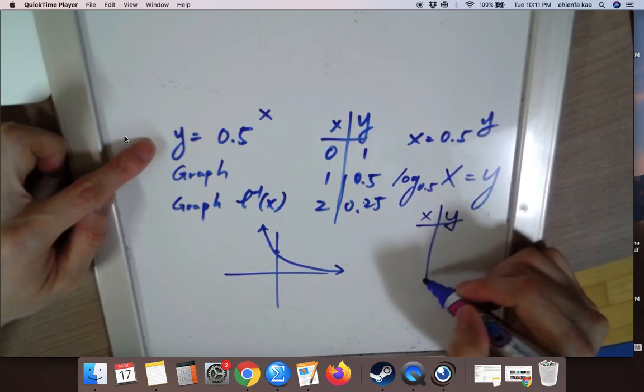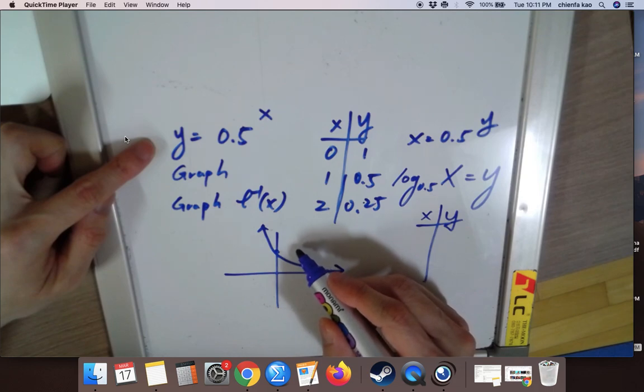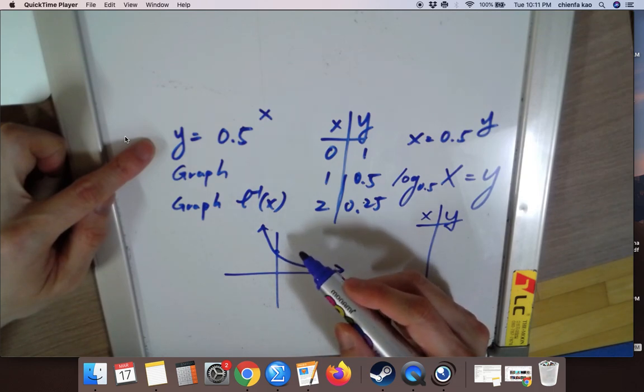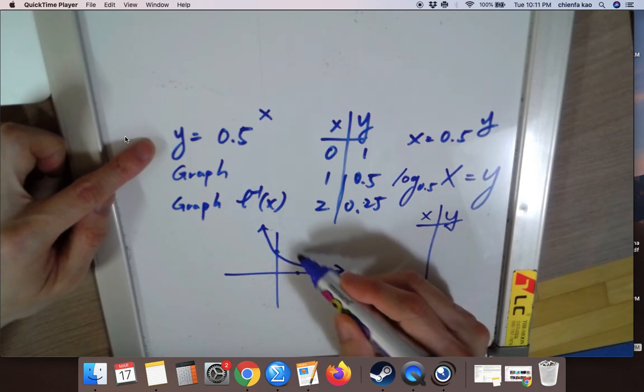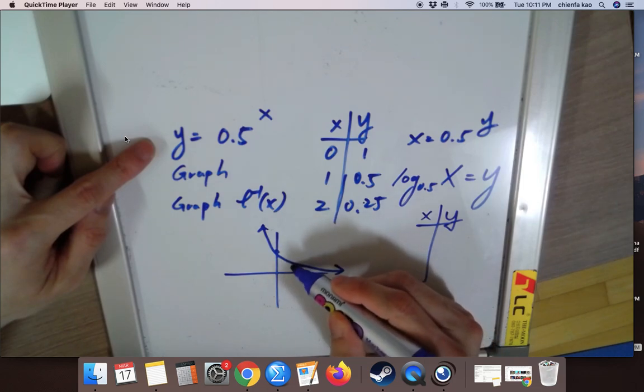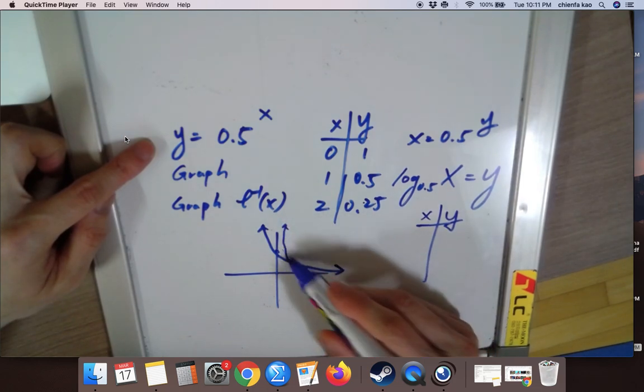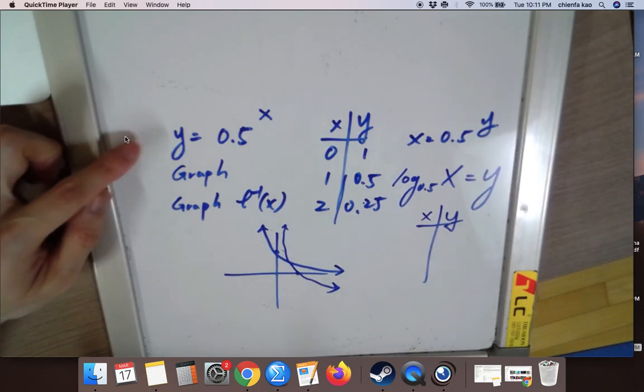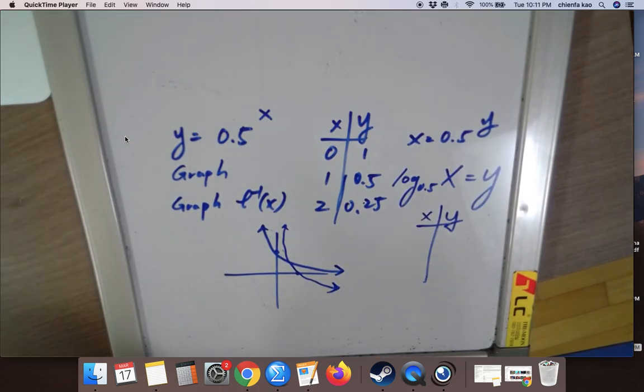I'm not going to do it now. But the inverse should look like, this one should be here. There should be a line that goes over here. And then this one goes like that. This is the inverse of an exponential decay function. Yeah, all right. That should be pretty much 7.3. Let's move on to 7.4.